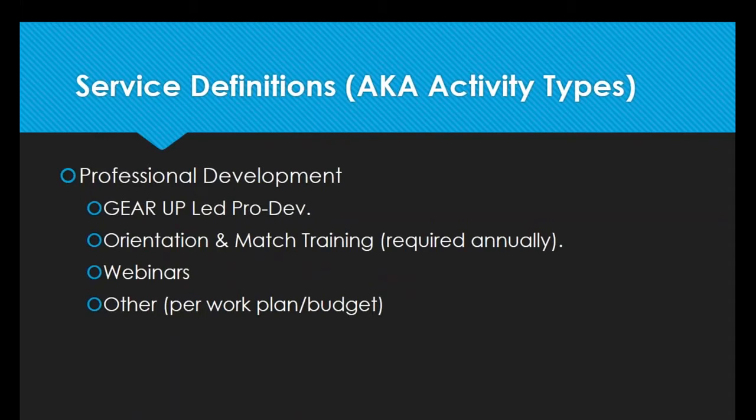In the professional development module, we have 4 activity types. One is the Gear Up-led Pro-Dev. Again, that's Gear Up West and our 4 workshops. Then we have an orientation and match training, which is required annually. We have webinars, which is what we're doing today. And then we have other, which would include things like AVID and AP Institute. I'm going to pause for questions.